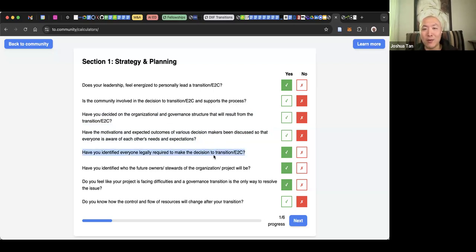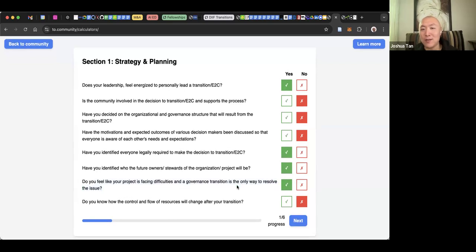Have you identified everyone legally required to make the decision? Yes. This is just folks in Metagov. Have you identified who the future owners and stewards are? Yes. Basically every DAO. Because of the work we do at DAOstar, we track every DAO, or most DAOs, a lot of DAOs, the big DAOs. So we have an idea who exactly these people will be.